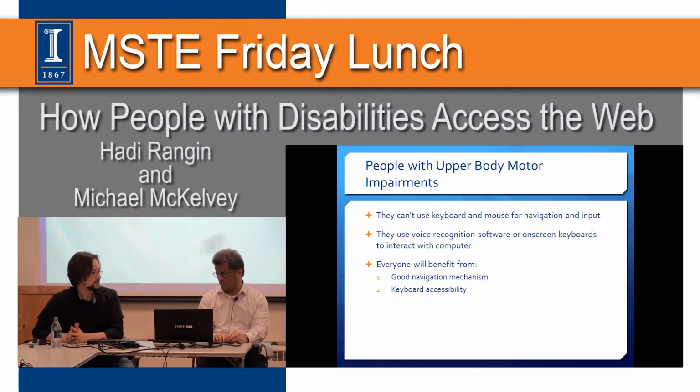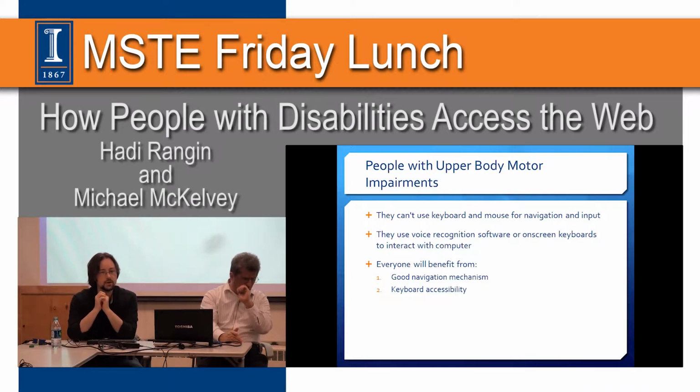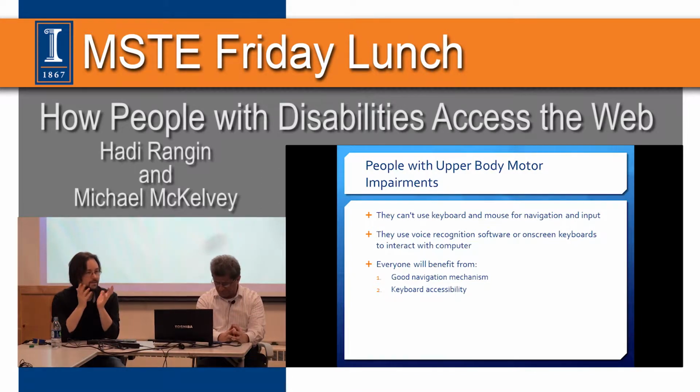Okay. The next disability is people with upper body motor impairments. There's difficulty using keyboard and mouse for navigating around the website, for entering information into forms, that sort of thing. A lot of times they'll use voice recognition software in order to interact with their computer. So having good accessibility as far as navigation, I guess typically the voice recognition software is going to be much like keyboard navigation. Correct. In that sense, as far as moving around between elements.